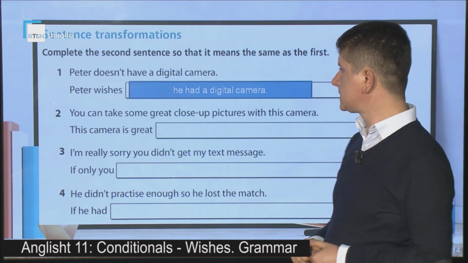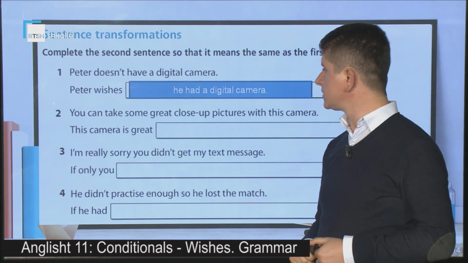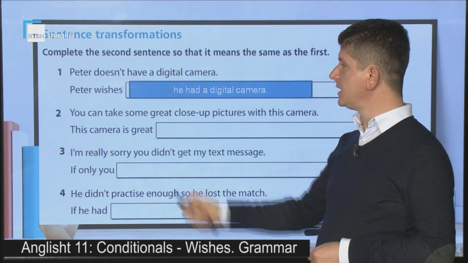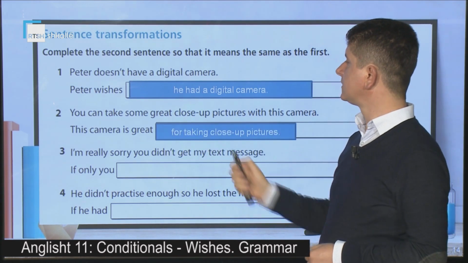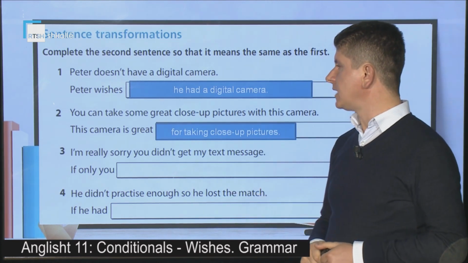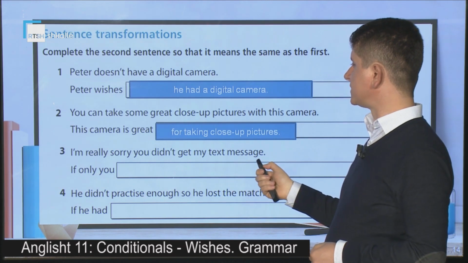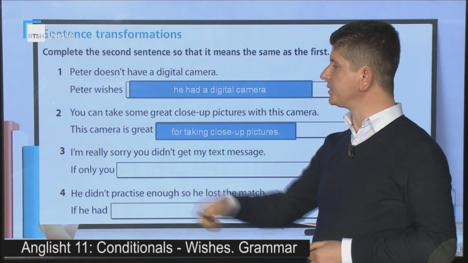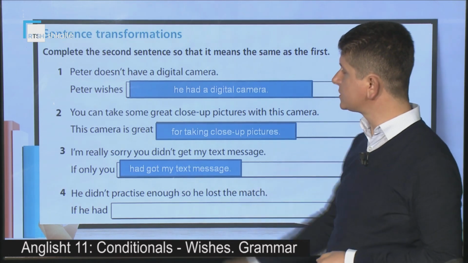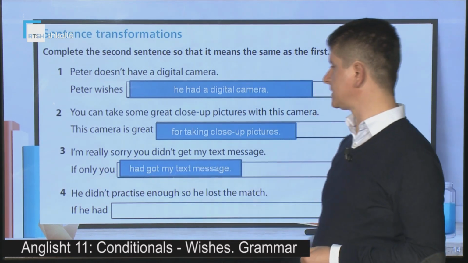The second sentence: "You can take some great close-up pictures with this camera." You can do that, it's now. "This camera is great for taking close-up pictures." The third: "I'm really sorry you didn't get my text message." Again, we have a regret here. "If only you had got my text message." So we have "if only" plus past perfect.